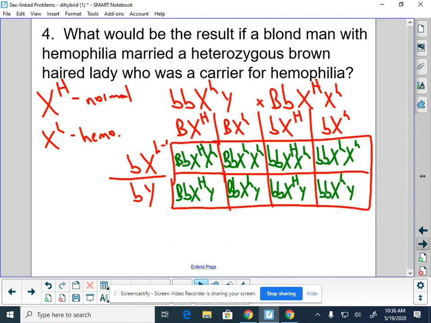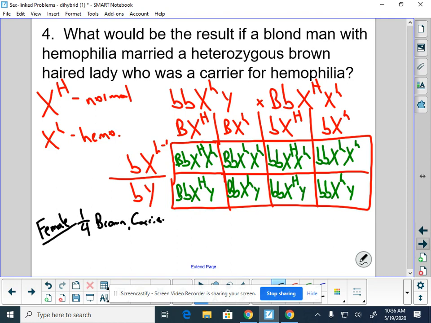Now the phenotypic ratio for this one, again, taking it just for the females, we've got 1/4 brown carrier, that's that one. We've got 1/4 brown hemophiliac, that's that one. We've got 1/4 blonde carrier, that's the third one. And we've got 1/4 blonde hemophiliac.